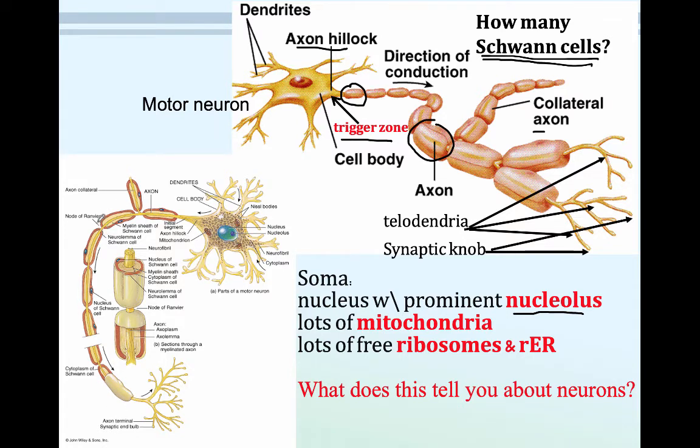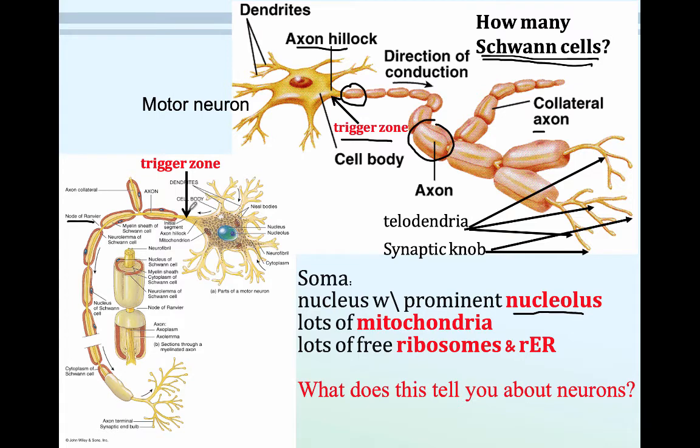And then those areas where we have bare axon, those are known as nodes, or nodes of Ranvier more specifically. And you can see here that the Schwann cells actually will wrap around the axon in creating those pieces of myelin that we see there. And then again, there's the trigger zone.